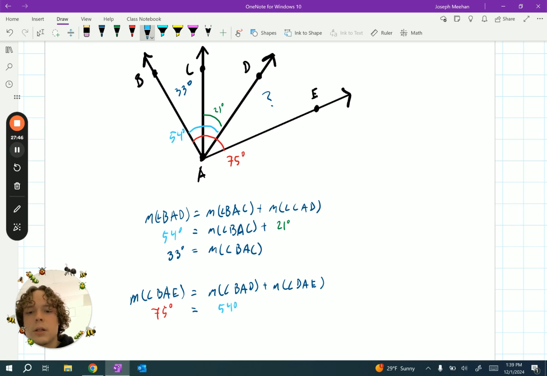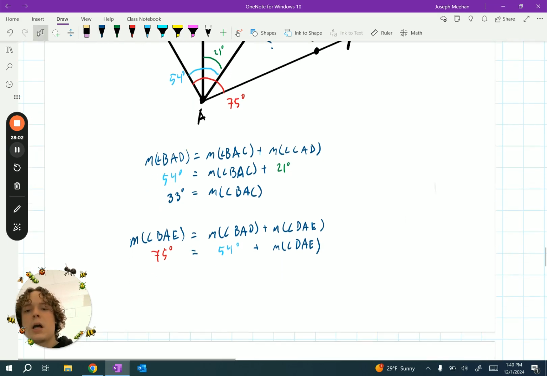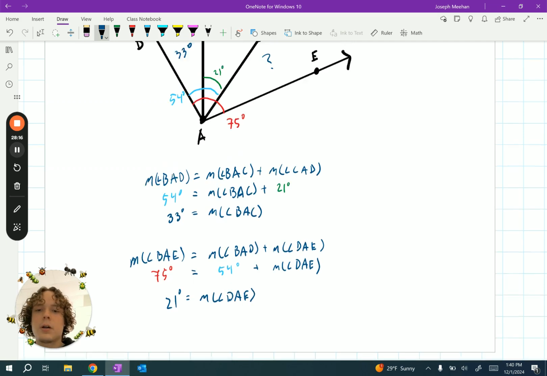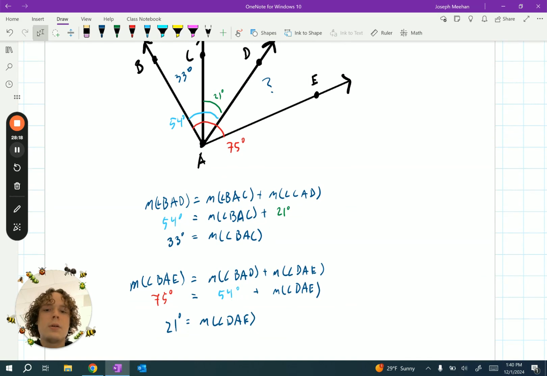BAD is really 54 degrees. That's what they told us in the problem. Plus the measure of DAE. DAE we don't know, the measure of angle DAE. So again, all we do is solve for the variable. And in this problem, the variable is the measure of DAE, right? So 75 minus 54, what is that? That's 40, no, not 40. 30, no, not 30. 21. 21 degrees is the measure of angle DAE. That's the entire problem. All right? So writing it out, it may seem kind of confusing, but really I'm just writing out an equation, plugging in the stuff that we know, and then just solving for the variable that we have to solve for. All right?